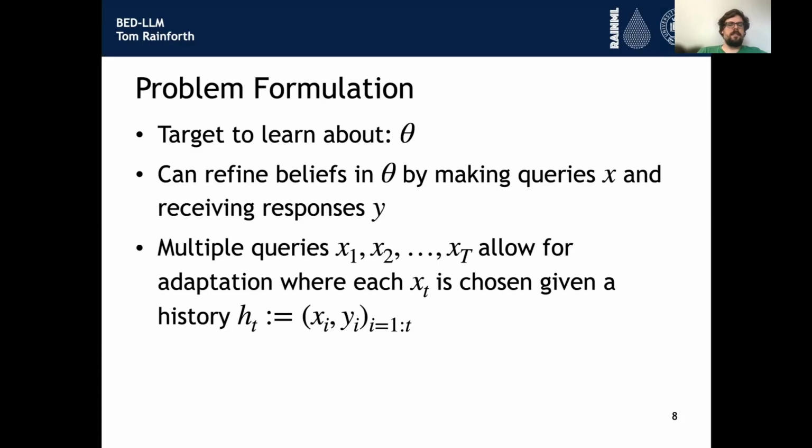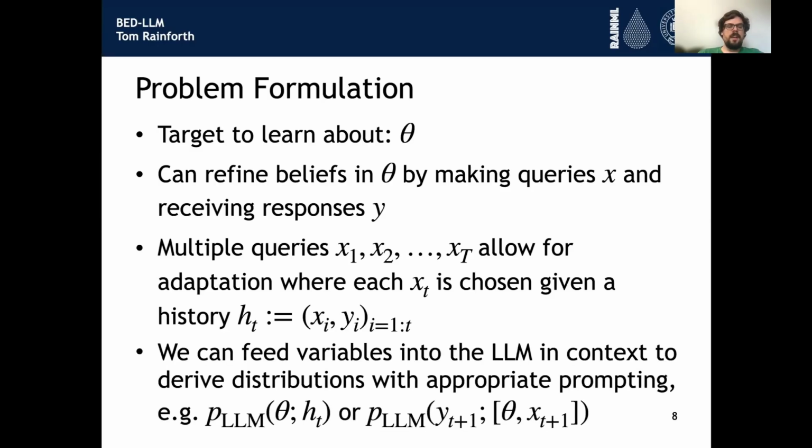So rather than just having a singular query, we're going to assume that there are multiple queries, x1 through xT. And we're going to try to be adaptive. Each time we get some more responses, we're going to use those to inform the next question. So each xt is based on what I'll call the history ht, and ht is just the set of query and response pairs that we've already received.